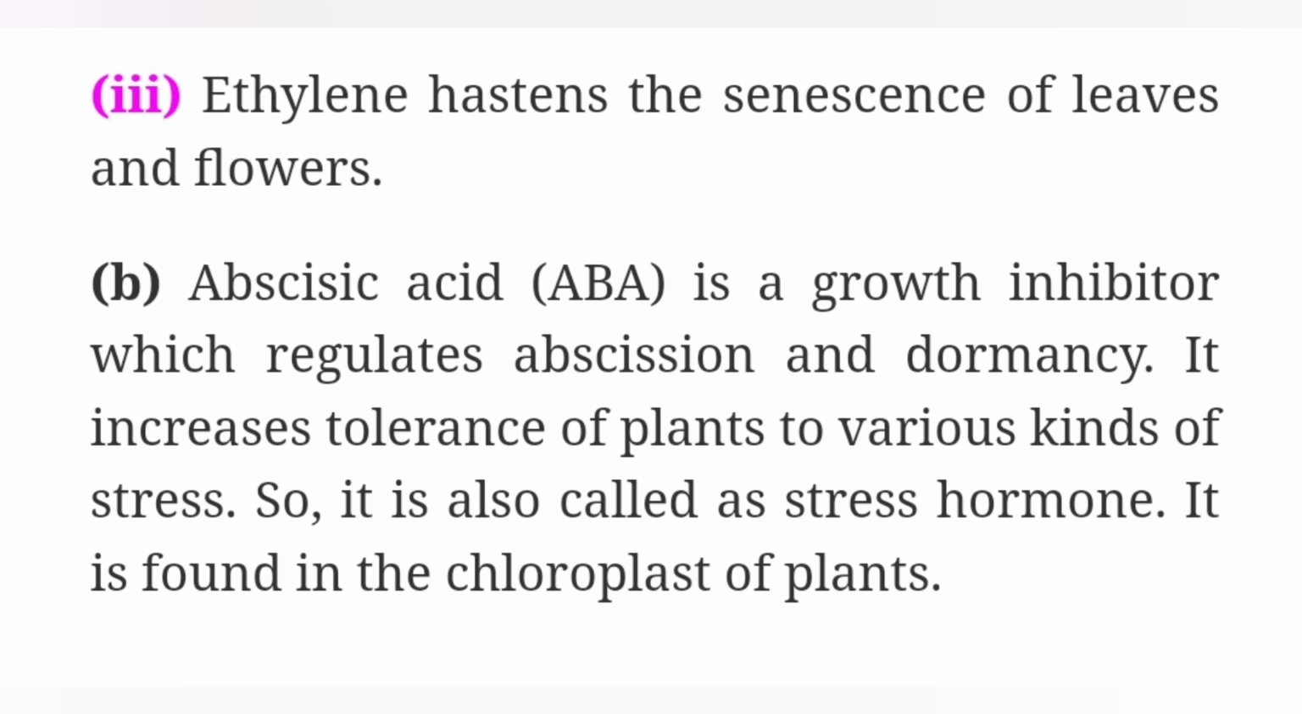Then option B, abscisic acid. ABA is a growth inhibitor which regulates abscission and dormancy. It increases tolerance of plants to various kinds of stress. So it is also called a stress hormone. It is found in the chloroplast of plants.